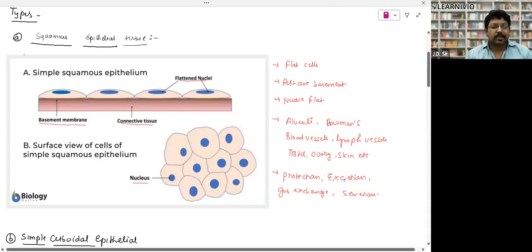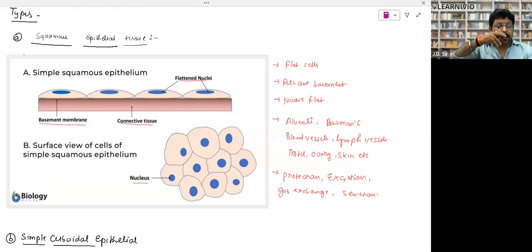They are flat cells. They rest on a basement membrane. So the basement membrane is a base, and on this basement membrane they remain arranged at the top. Nuclei are flat. Where are they found? They are found in alveoli, meaning lungs. They are found in Bowman's capsule. What is Bowman's capsule? It is found in the nephron, in the kidney.